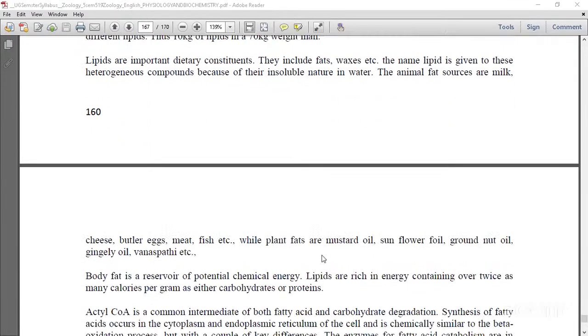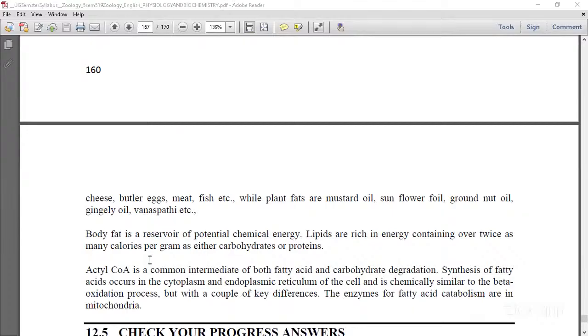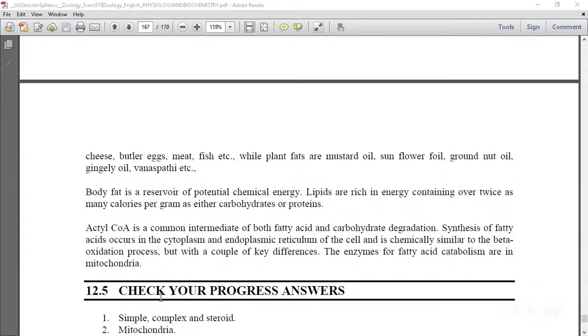The animal sources are milk, cheese, butter, egg, meat, fish. And the plant sources are sunflower, groundnut oil, ginger oil, and vanaspati. Here the body fat is a reservoir of potential chemical energy. Lipids are so rich in energy that they provide over twice as many calories per gram as either carbohydrates or protein.